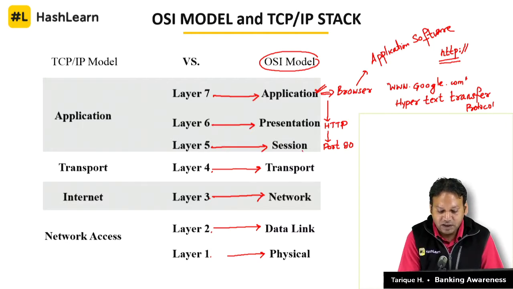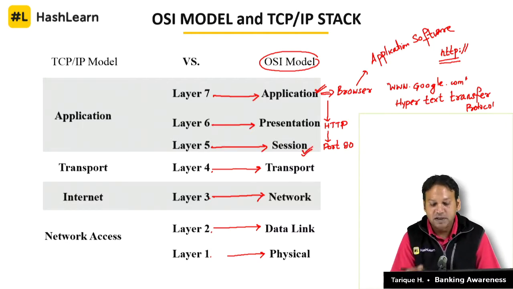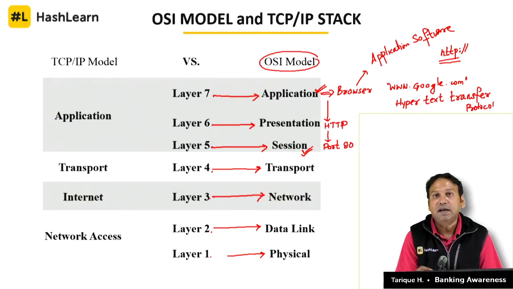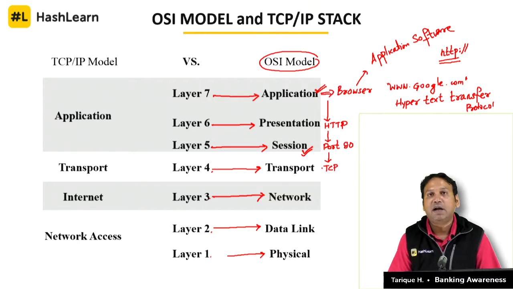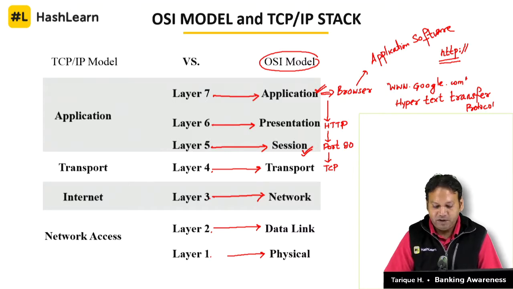So starting a session and closing a session is what the session layer will do. It will open a port and close a port for the purpose of communication. From port number 80, we will send the information to the transport layer. The transport layer will use TCP, the Transmission Control Protocol, right?